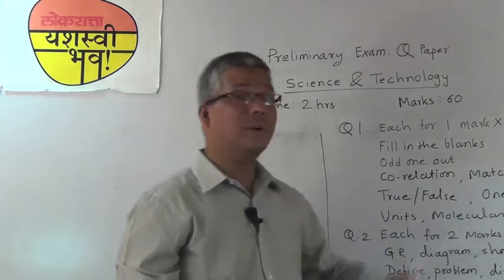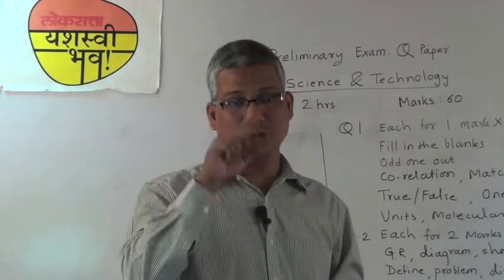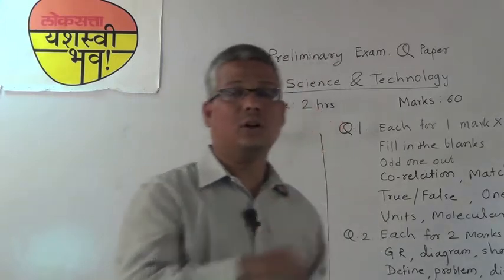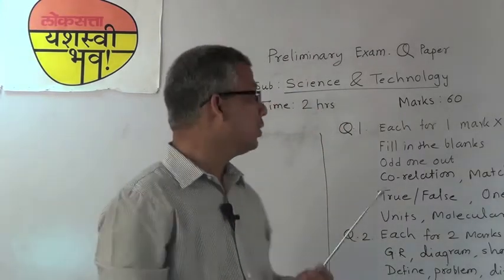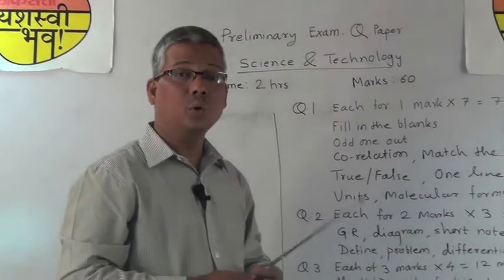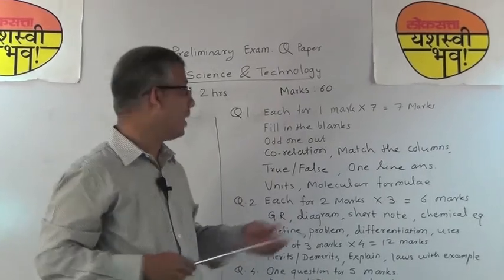Then, while writing the match the column, your first column should be section A or section 1 and then the second column should be the answer column. So you write the answer in front of every question. Don't write the question number as an answer, otherwise you will not get the marks.